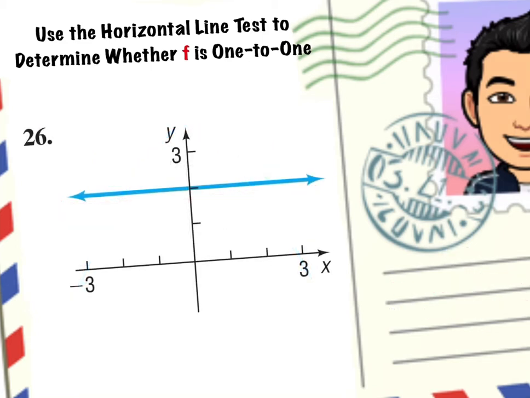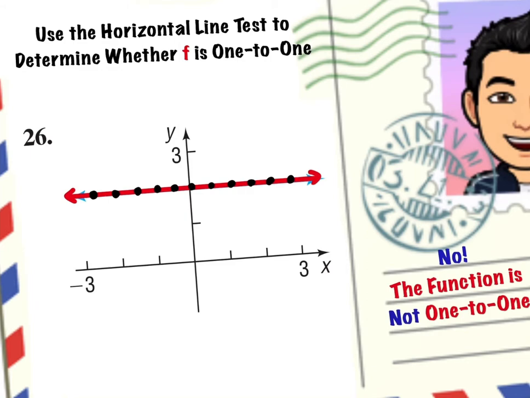For number 26, if you draw the horizontal line test, you're going to see that two lines are overlapping, which means that there are going to be infinitely many points of intersection. So here you're going to say no, the function is not one-to-one.